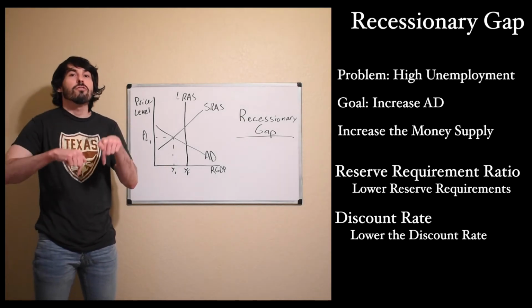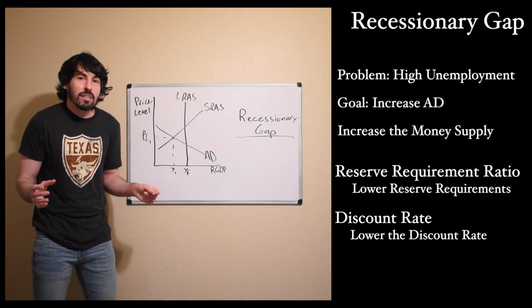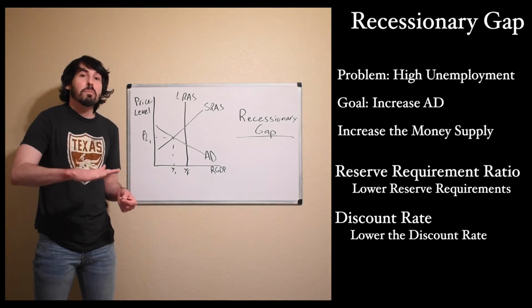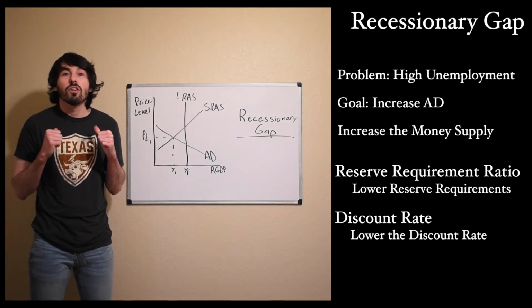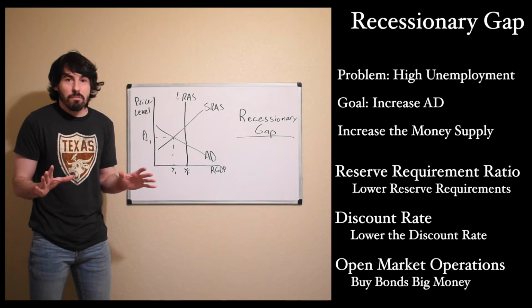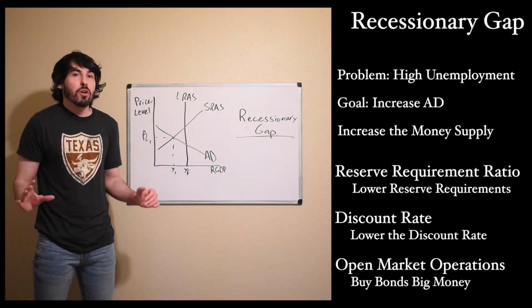So if the Federal Reserve lowers the discount rate, that means they give out loans to commercial banks at a lower cost, and that means those banks can in turn give us loans for a lower interest rate. Finally, the most important tool, open market operations.